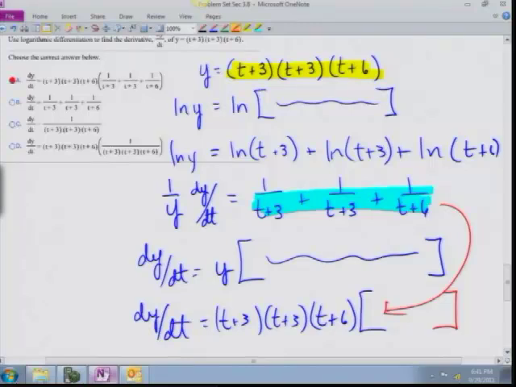Okay? So when you have this one, you're going to take the natural log of both sides, use the algebraic rules for logarithmic things, and know that you can separate it into three things being added, not multiplied. Then you can take the derivative of each piece. It's not a product anymore.